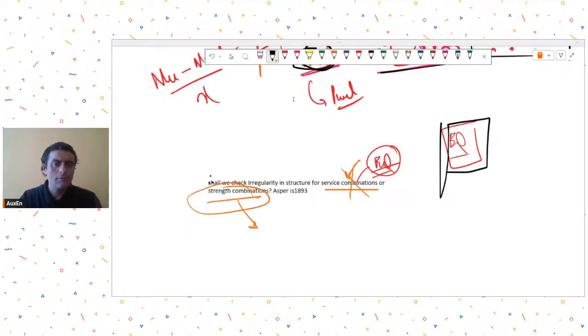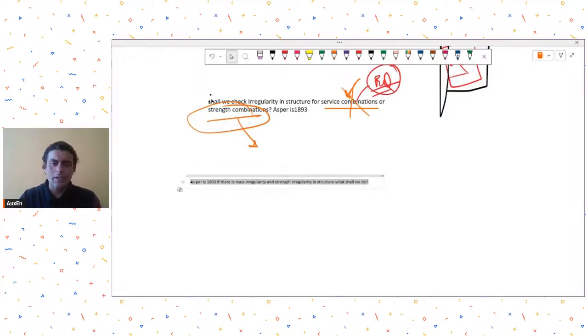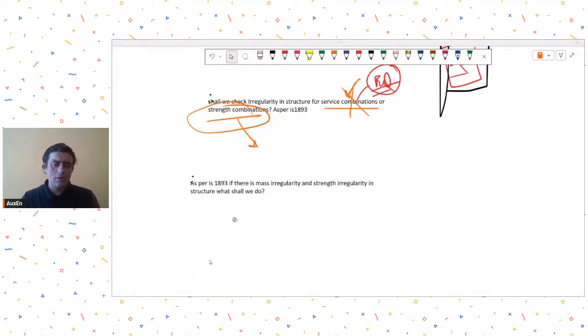His next query is, Engineer Rishabh is asking, as per IS 1893, if there is a mass irregularity and strength irregularity, what do we do? So the corrective actions to be taken are given in the corresponding Table 5 and 6. Whether it's a horizontal irregularity or vertical irregularity, how to deal with that irregularity is already given quite well in the code.